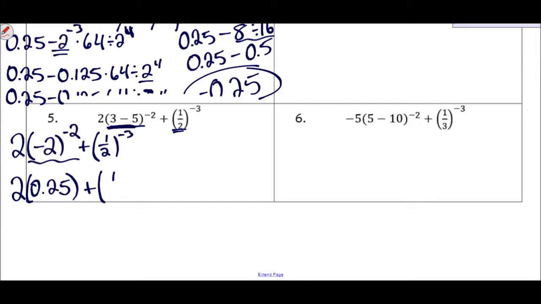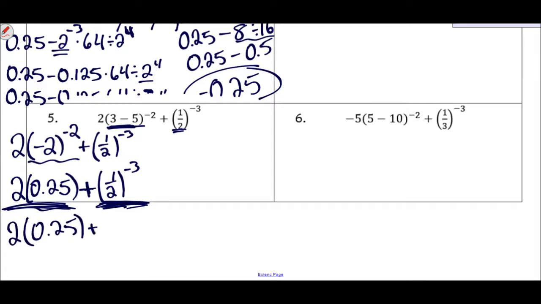Plus 1/2 to the negative third. I actually did exponents before I did this second set of parentheses. It really isn't going to matter because I have that plus sign in between. I know I'm going to add those last, so that actually I could do all of this if I wanted to, and then all of that, because I know I'm going to add them as my last step. I'm going to do the right side of that first, though. I'm going to do 1 divided by 2, that's 0.5. And that raised to the negative third is going to give me 8.